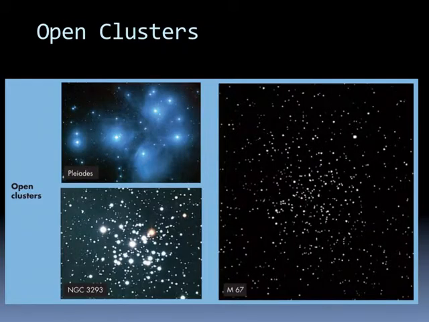Here are some pictures of different open clusters. The Pleiades, we said, is one example. There are some other ones, M67. M just refers to a certain catalog, the Messier catalog, object number 67. Or NGC is the New General Catalog, object number 3293. They're just books that contain locations of different objects and describe them. These are all open clusters.